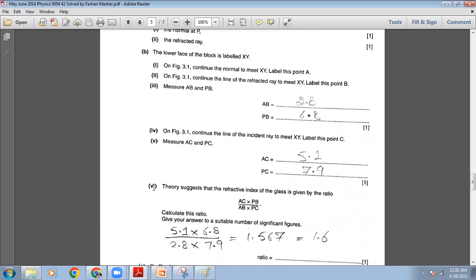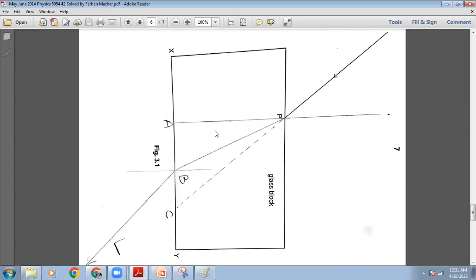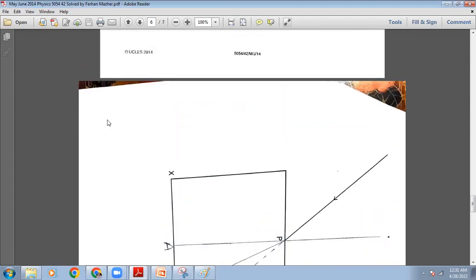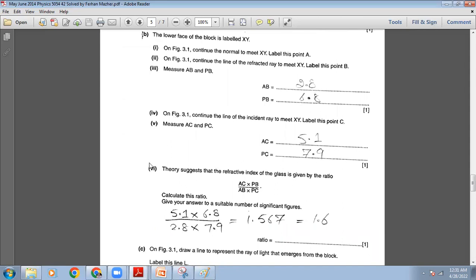Measure the AC and the PC. We have to measure which length? AC and the PC. Measure these lines. Okay, just write them here.